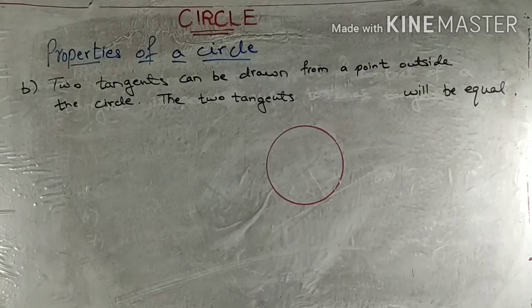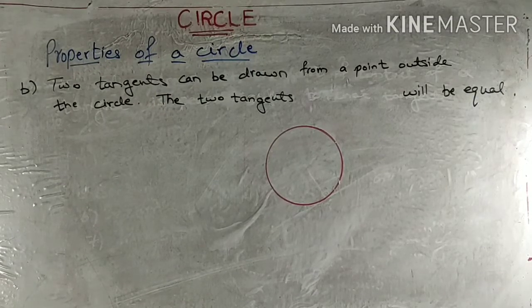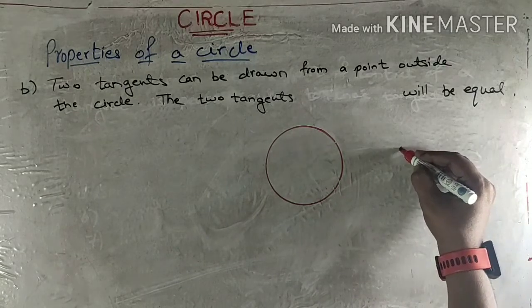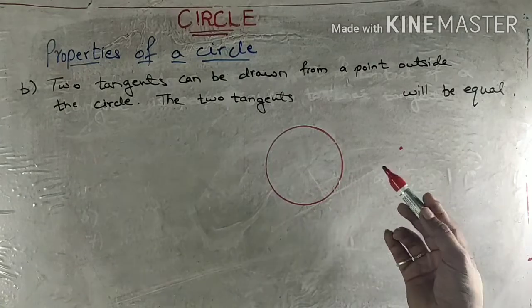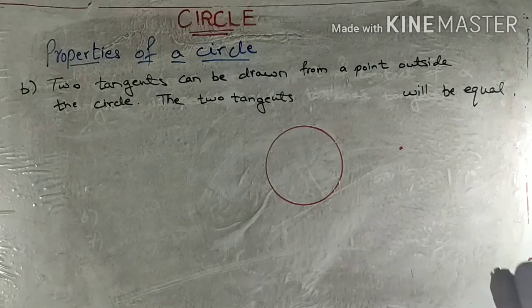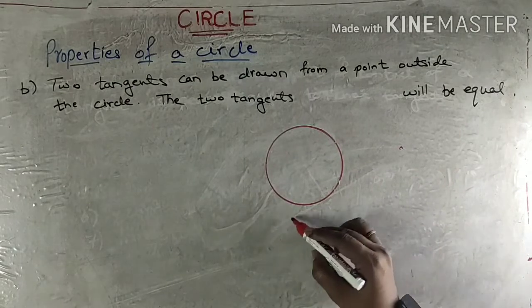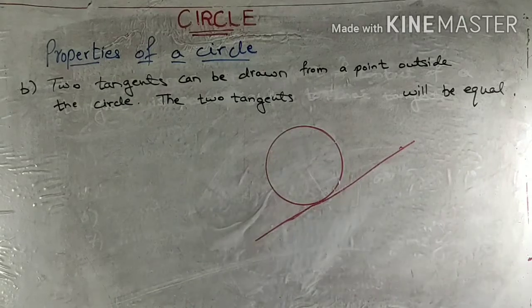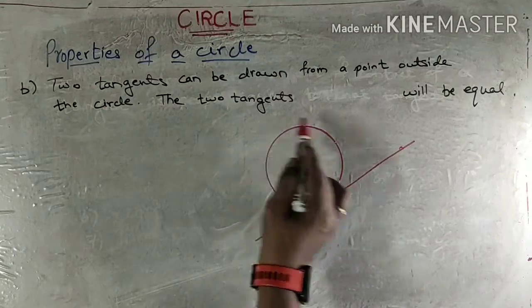Okay, the next property states that two tangents can be drawn from a point outside to the circle. That is, if I draw two tangents from one point that is outside the circle, so how will the tangent be? The tangent always, remember, connects to the circle only at one point. So if my point is over here, the point outside the circle, then I'll be able to draw a tangent passing through that point from here at this point, and the other point will be over here. There will be no other chance of drawing a tangent to the same circle from this same point.